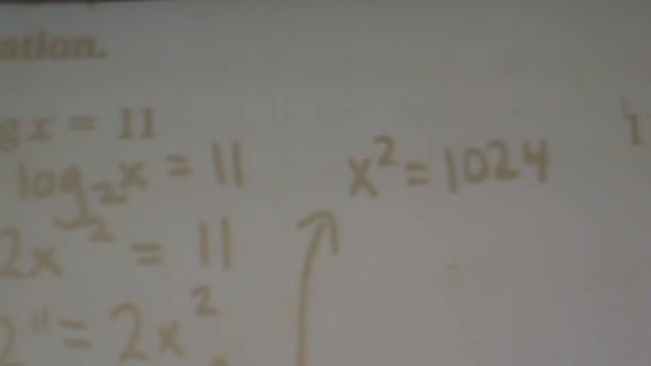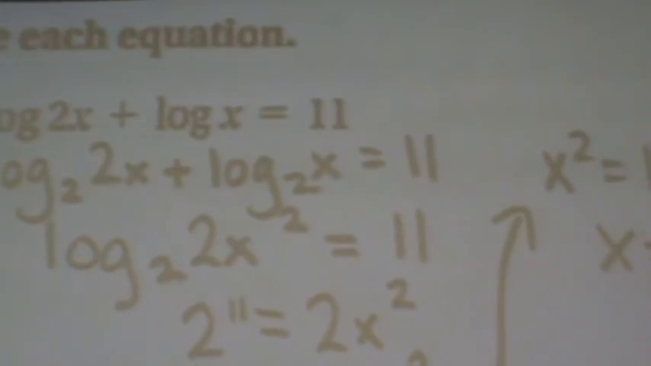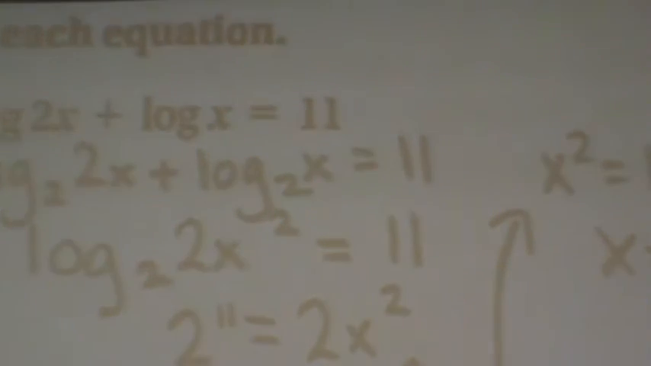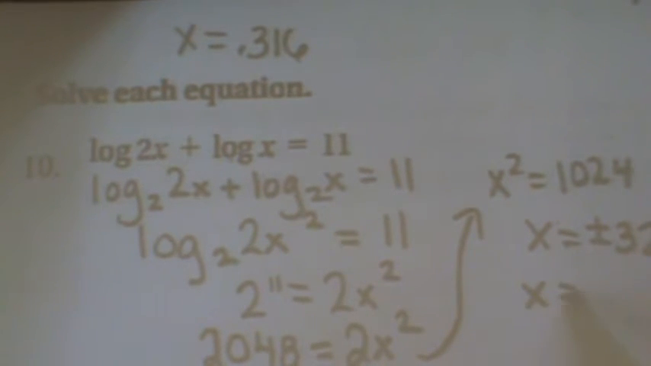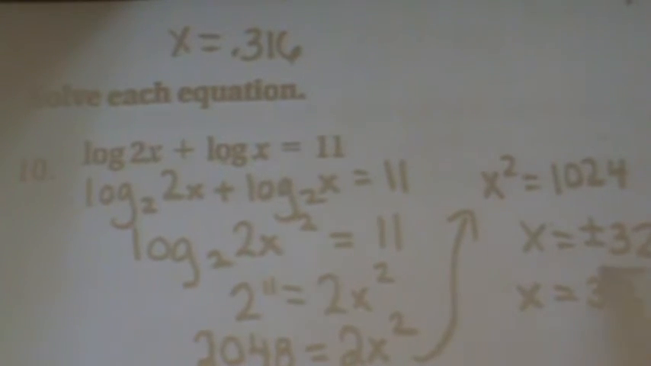Now you're going to get 2 answers. Plus or minus. What do you get? Plus or minus 32 when you take the square root. But one of these answers is extraneous. Which one's extraneous? The negative 32. Why? Because you can't take the log of a negative number. So the only answer that works is 32.